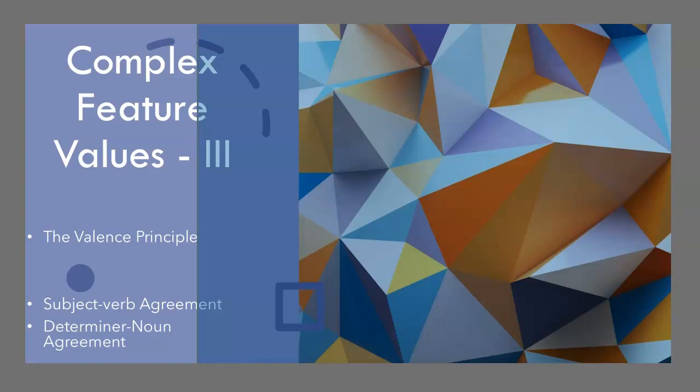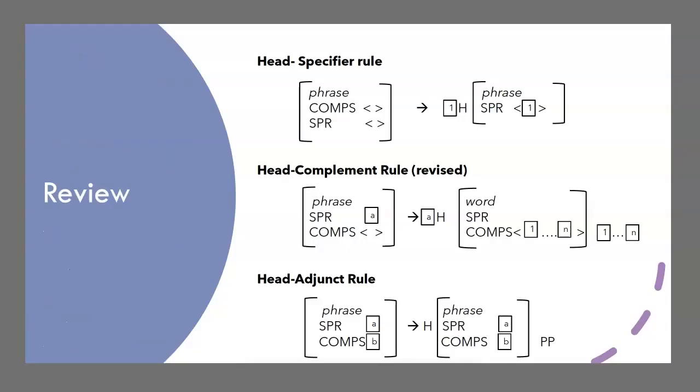In today's class, we will look at the valence principle and the two kinds of agreement which we have been talking about: subject-verb agreement and determiner-noun agreement. Okay, the three rules which we discussed were the head specifier rule, the head complement rule, which is a revised one, and the head adjunct rule, also called the head modifier rule, right?